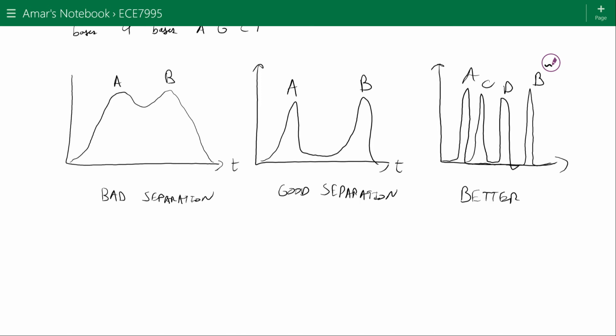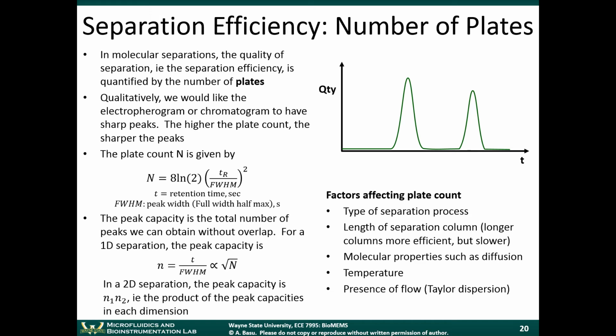Yep. It depends on the length of the channel, because if you have a long time, we can separate it. Absolutely, yeah. It does depend on the length of the channel. Yeah, because you need time for the molecules to be able to separate out into bands. There's a lot of factors that determine separation efficiency, but the length of the channel is one of them. In gas chromatography, for example, the longer the channel is, the more efficient the separation will be.